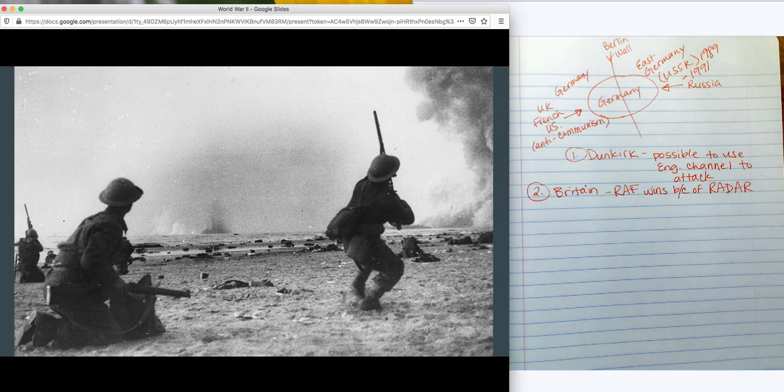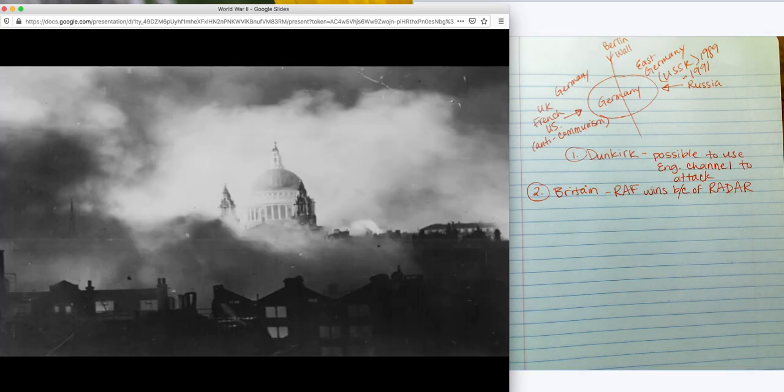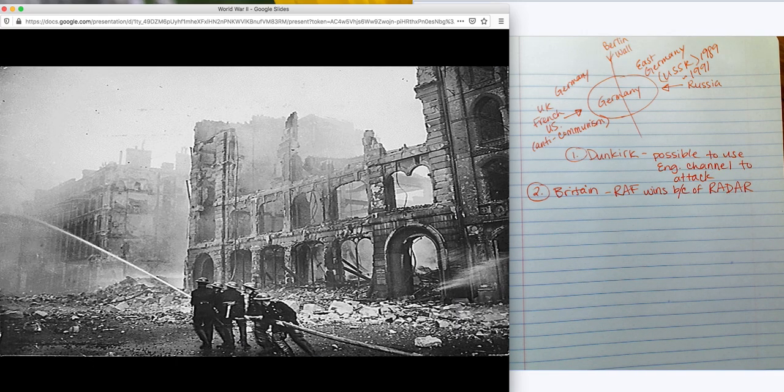So, I believe that's maybe Dunkirk? I don't remember. Sorry, that's the Battle of Britain for sure. I believe that is St. Paul's Cathedral, which is still around in Britain today. That building a little less so.